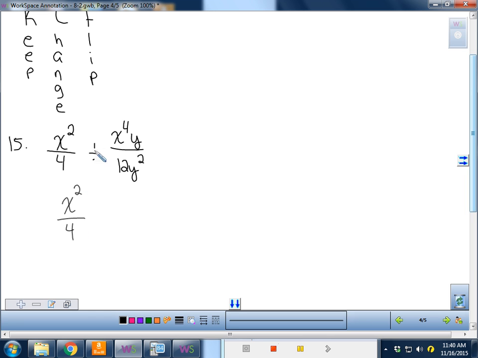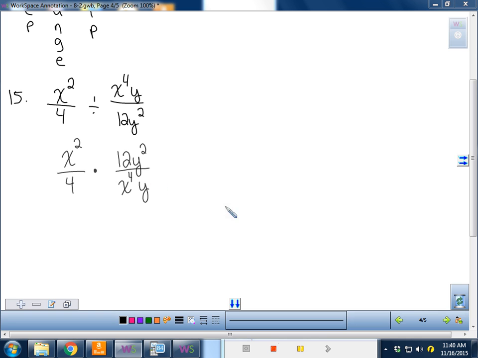You change division to multiplication, and you're going to flip the second one. So 12y squared will be on top, and the x to the fourth y will be on the bottom. So essentially you're just multiplying by the reciprocal, okay? Then you can multiply across or cancel right now, however you want to do it.